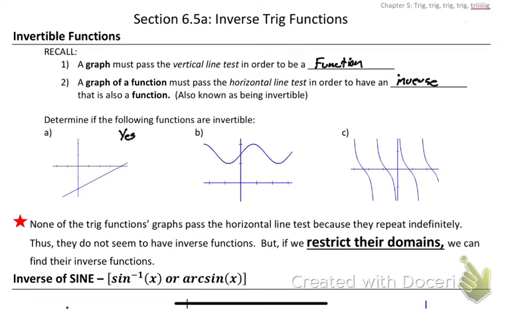So if I wanted to draw a quick line, no matter where I draw a line, it hits at most one point. If I did a horizontal line test, at most it would hit only one point. That is invertible. That means it's a function, and its inverse is also a function. For the next one that looks like a sine or cosine graph, would that pass a vertical line test? Yes, it would pass the vertical line test, so it is a function. Would it pass a horizontal line test? No. So its inverse is not a function.